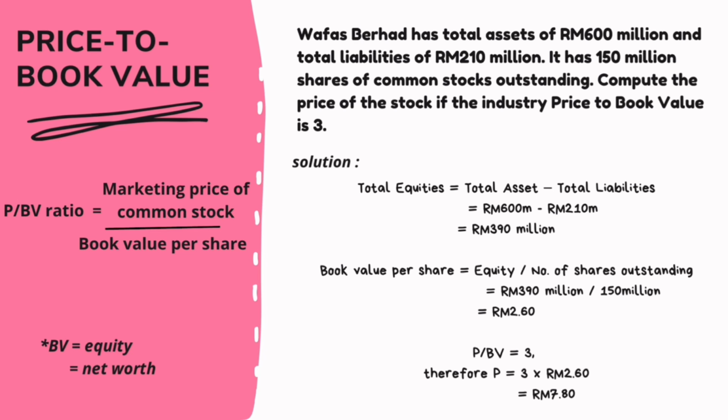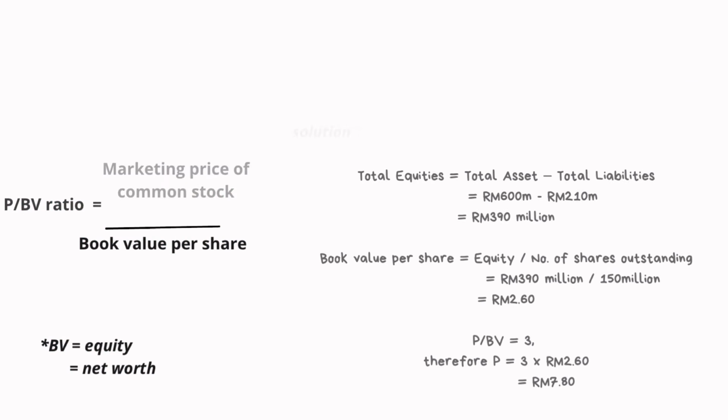The solution is total equity equals total asset minus total liability, which is 600 million minus 210 million equals 390 million, while the book value per share equals equity divided by number of shares outstanding, which is 390 million divided by 150 million equals 2 ringgit 60 cents. Price to book value equals 3, therefore P equals 3 multiplied by 2 ringgit 60 cents, and lastly we get 7 ringgit 80 cents.